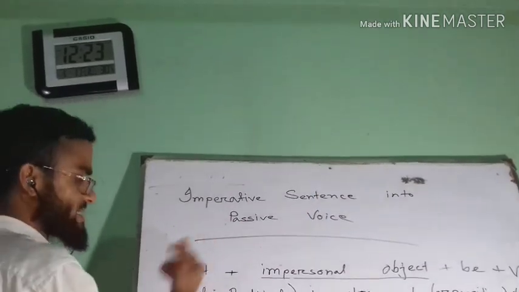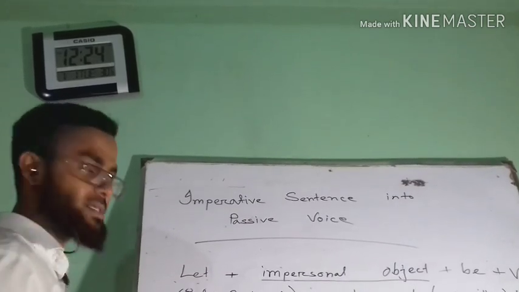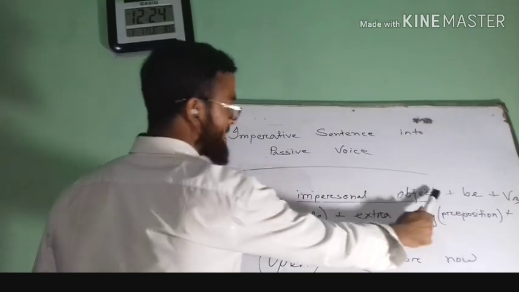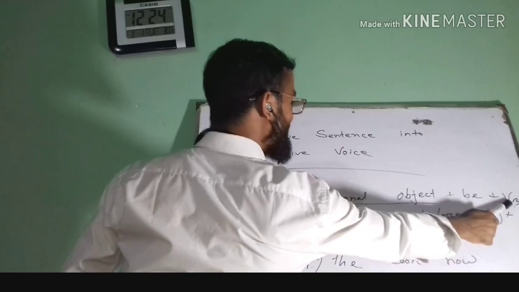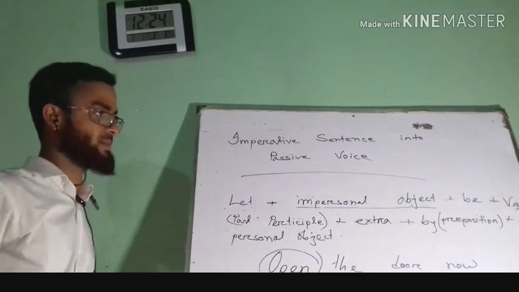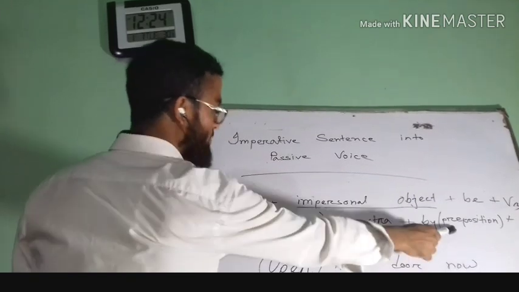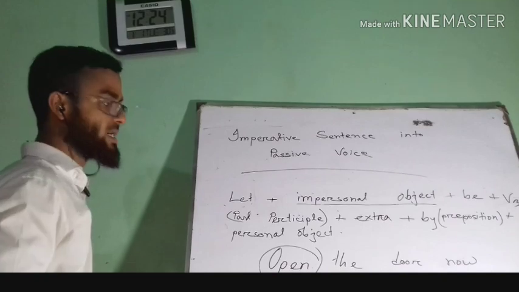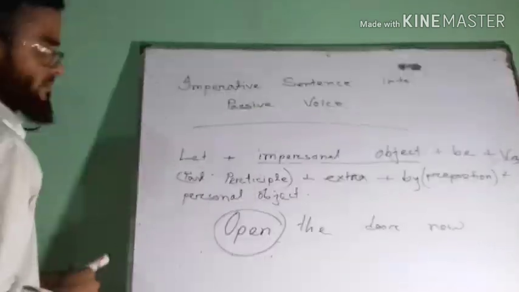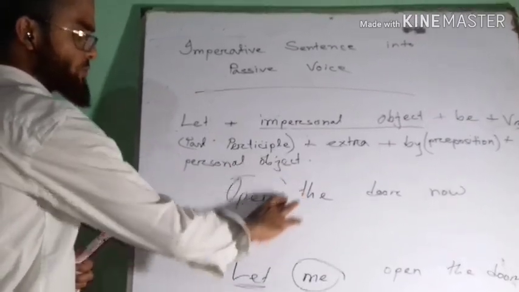So let's see the structure of imperative sentence into passive voice. First of all we have to put let, then the impersonal object, then be, then verb 3, the past participle, and extra, then the preposition by and the personal object. Let's see an example. For example, open the door.